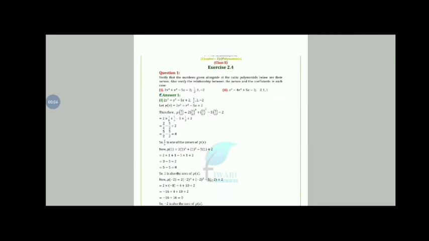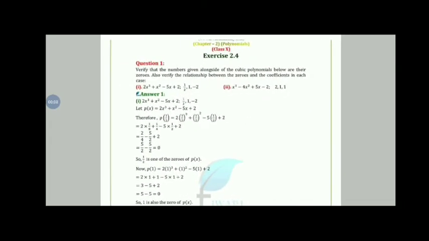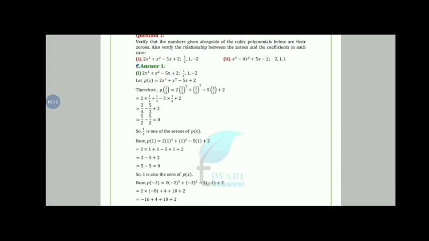We are going to revise today. Looking at the very first question: verify that the numbers given alongside the cubic polynomial below are its zeros. Also verify the relation between the zeros and the coefficients in each case. We have 2x cube plus x square minus 5x plus 2, and the numbers are 1/2, 1, and minus 2. So we just want to check.